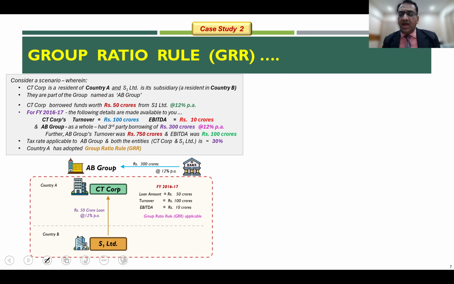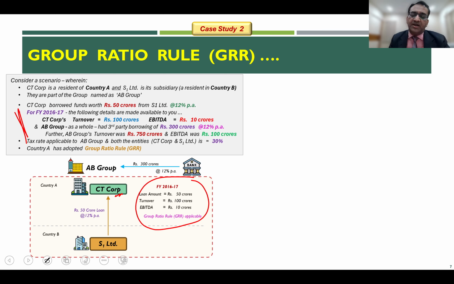Now, same thing, Citicorp borrowed the same 50 crores at 12% interest. Similar facts are given, but now we have to give more details related to the group also, because we are now applying the group ratio rule. So let us see what financial information has been given to you in this case study. It says for FY 16-17, the following details are made available. Now this Citicorp has similar details.